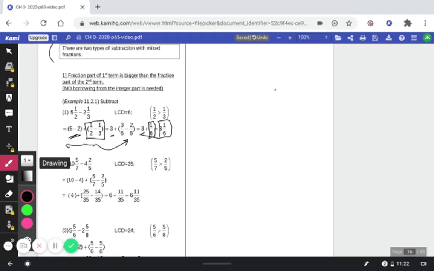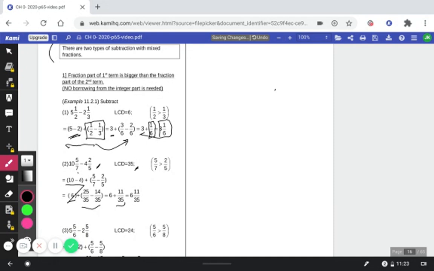Now, when you do the subtraction, number 2, 10 and 5/7 minus 4 and 2/5, the LCD is 35. Now, first fraction take away second fraction. The first fraction is bigger than the second fraction, so you just do the regular LCD with the fractions. So it becomes 25 over 35 minus 14 over 35. You get 11 over 35. And then you do the integers, 10 minus 4 is 6. And then the final answer becomes 6 and 11/35.